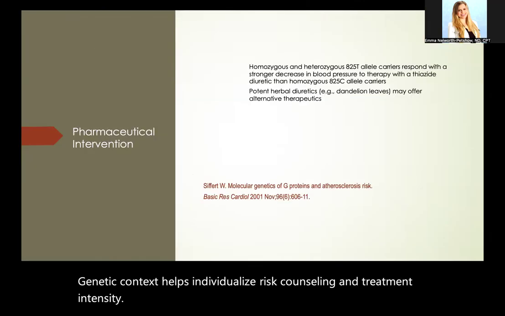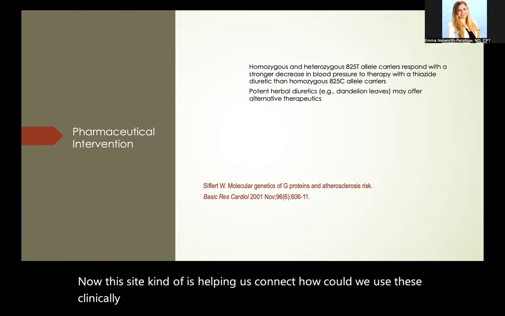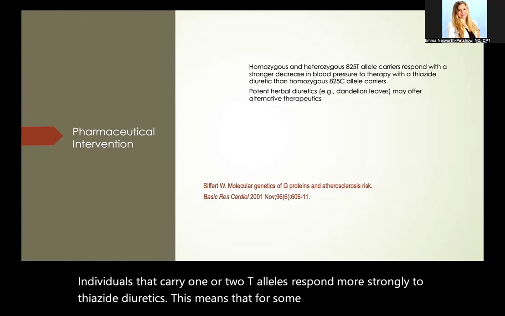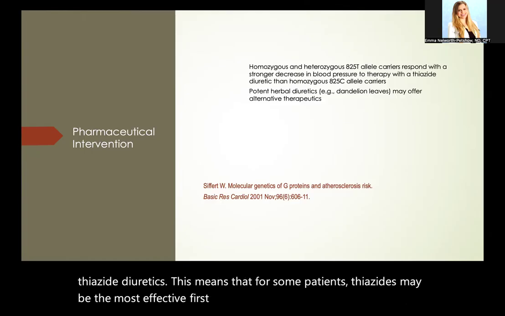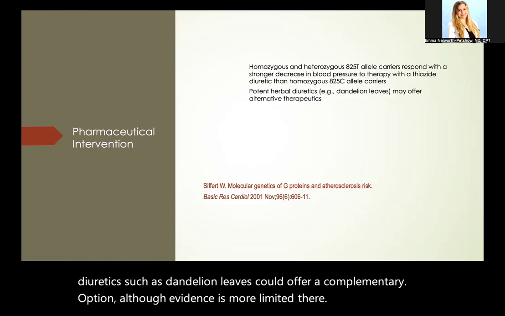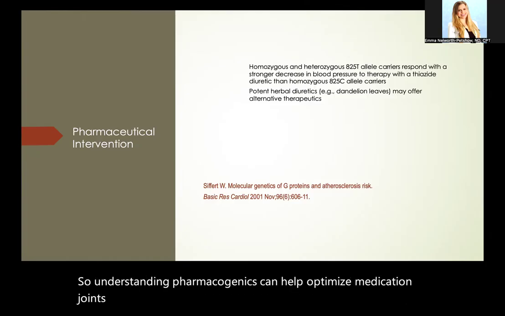Now, this slide is helping us connect how we can use these clinically, because it connects us to pharmaceutical intervention. Individuals that carry one or two T alleles respond more strongly to thiazide diuretics. This means that for some patients, thiazides may be the most effective first-line therapy. It also mentions that herbal diuretics, such as dandelion leaves, could offer a complementary option, although evidence is more limited there. So, understanding pharmacogenetics can help optimize medication choice and avoid unnecessary polypharmacy.